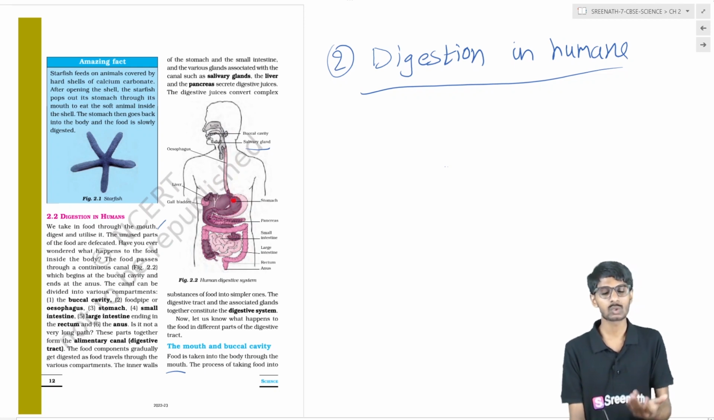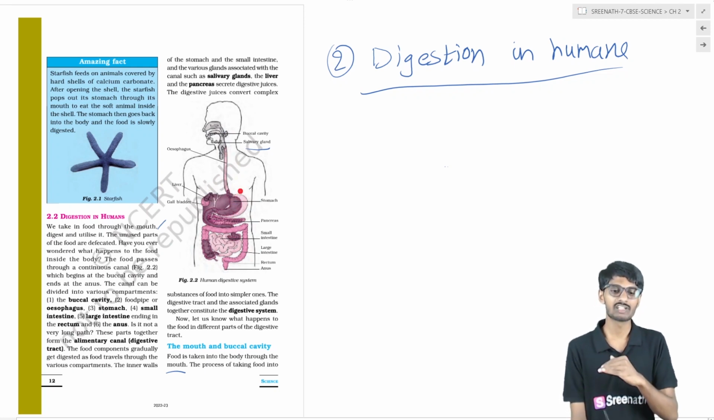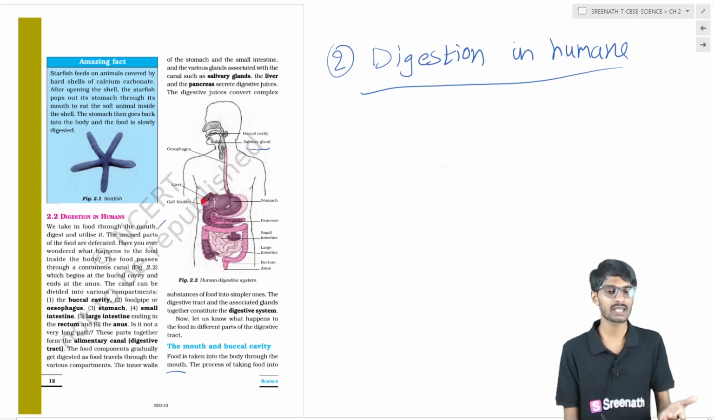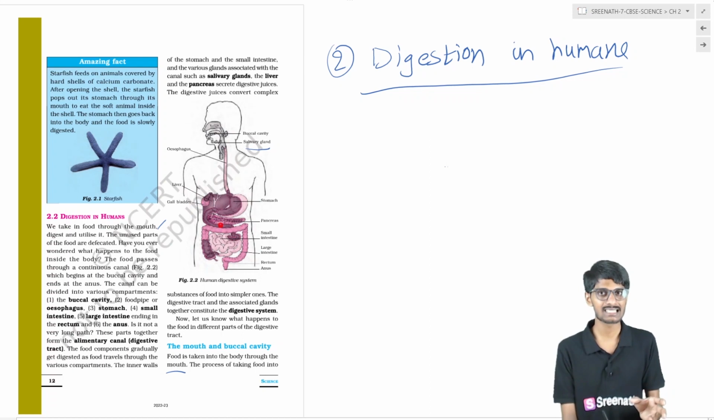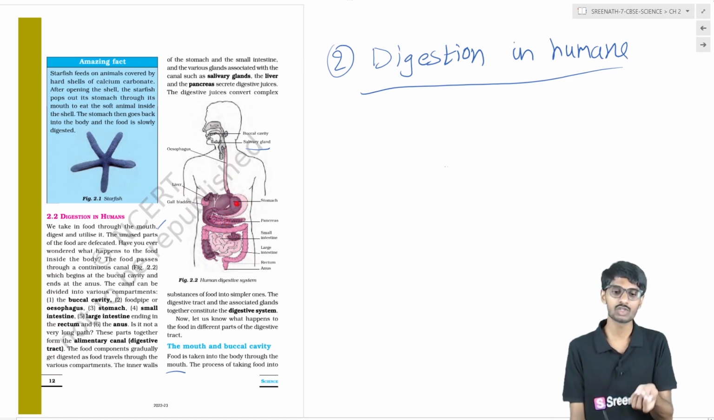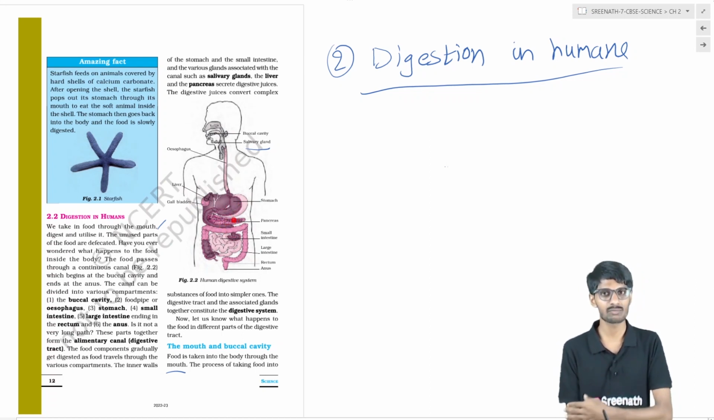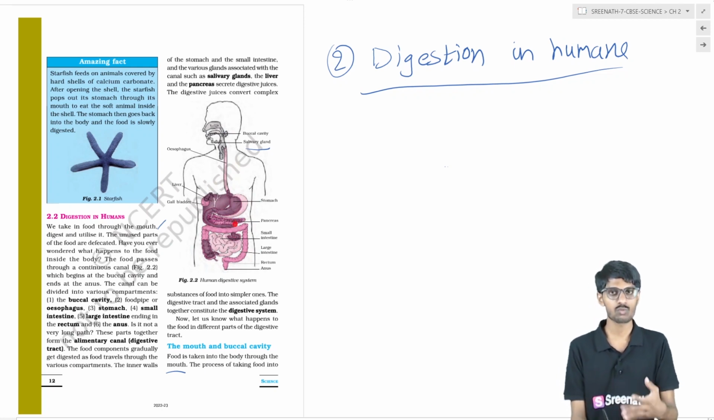In the stomach hydrochloric acid is released, which makes the food acidic and kills all the bacteria. After that it enters the small intestine. The liver and pancreas open into the small intestine. The liver releases bile juice, which is stored in the gallbladder and sent into the small intestine whenever required. The pancreas also releases pancreatic juices into the small intestine. So basically in the small intestine food is digested.